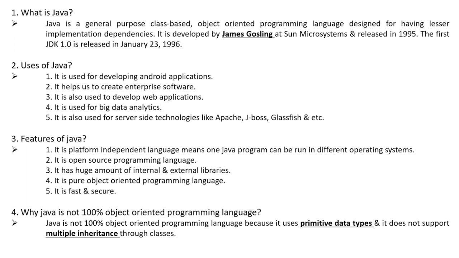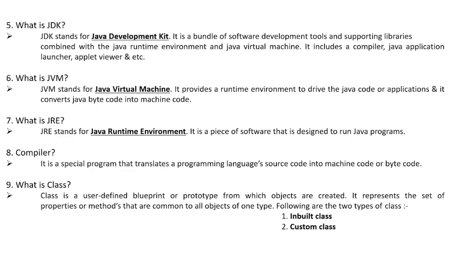4. Why is Java not a 100% object-oriented programming language? Java is not a 100% object-oriented programming language because it uses primitive data types and it does not support multiple inheritance through classes.